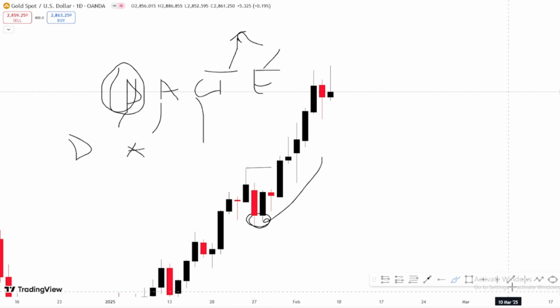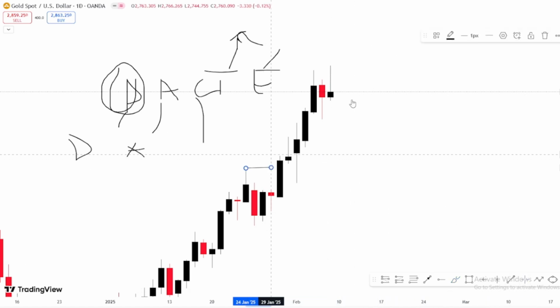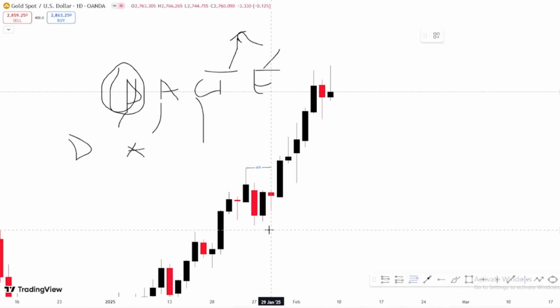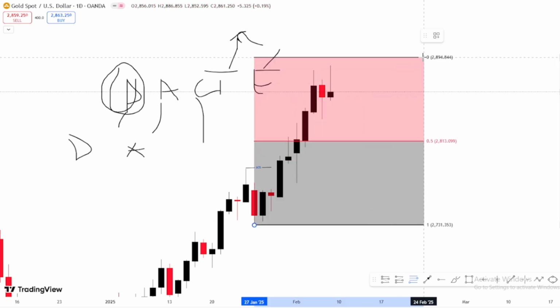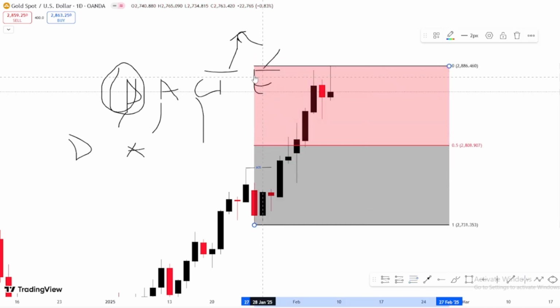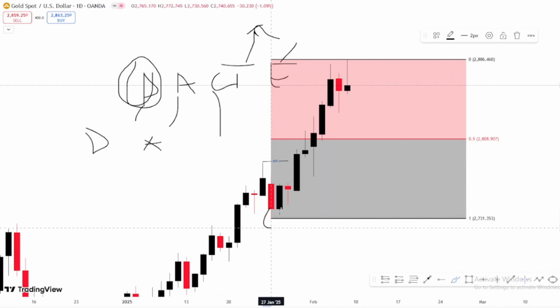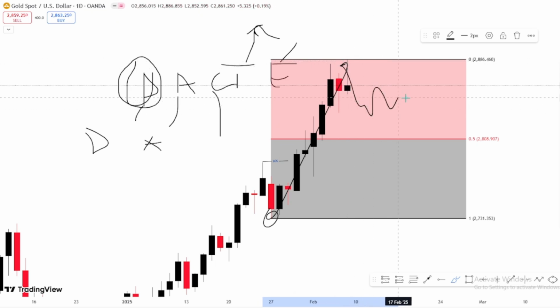So now we need to draw the Fib from below and find out the premium and discount zone. I'm drawing the Fibonacci from here to where price got to before the pullback. So using the formula, that is where the push started to where price got to before the retracement. So I said in this premium zone, we don't want to look for a buy trade.